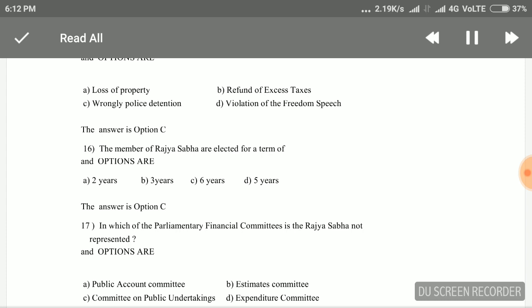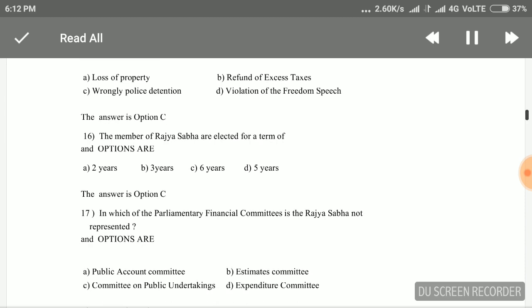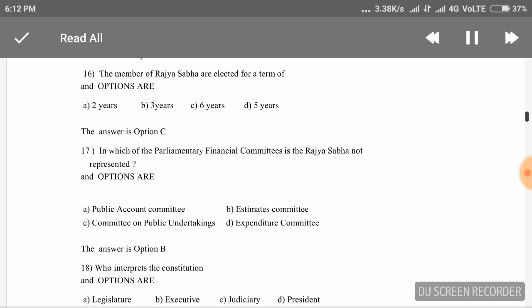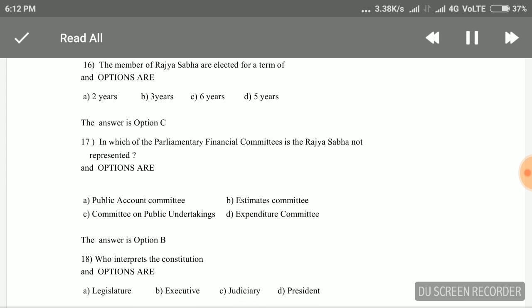17. In which of the parliamentary financial committees is the Rajya Sabha not represented? And options are A. Public Accounts Committee, B. Estimates Committee, C. Committee on Public Undertakings, D. Expenditure Committee. The answer is option B.